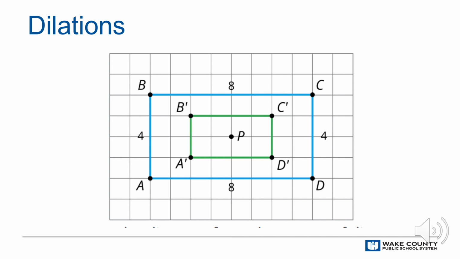In this example, the distance between center P and B multiplied by 1/2 results in the distance between P and B prime. Notice also how the side lengths of the dilated figure A prime, B prime, C prime, D prime are all exactly 1/2 the side lengths of the original figure ABCD, while the angle measures remain the same.